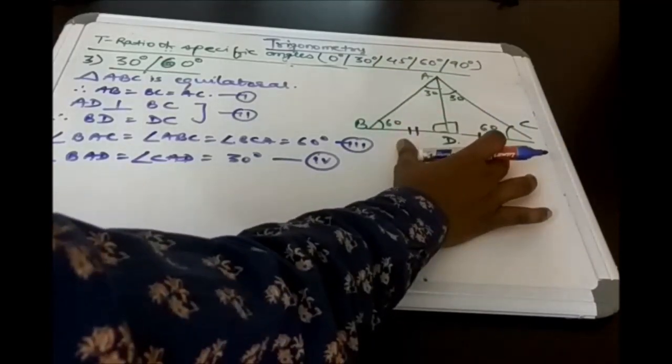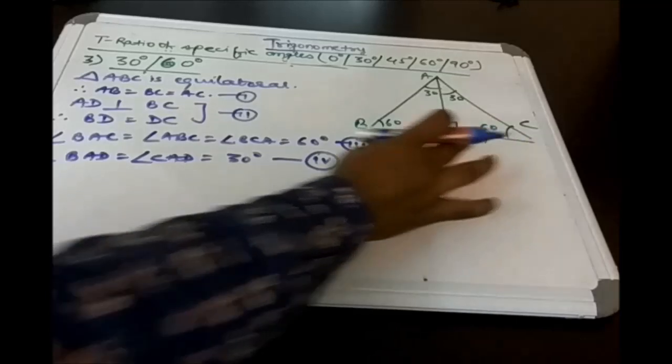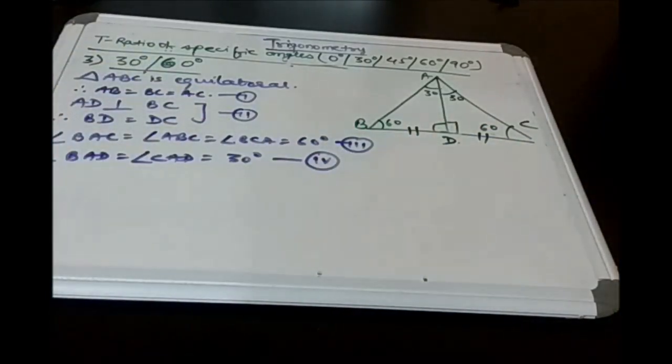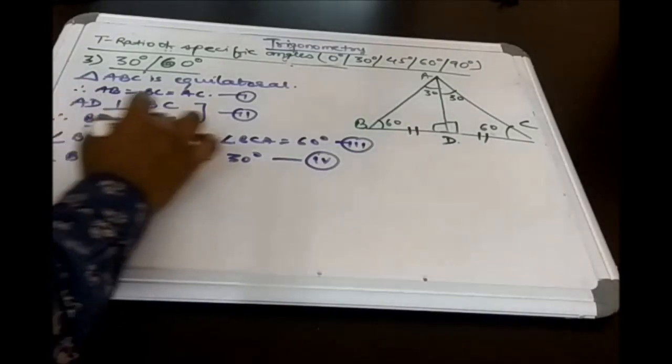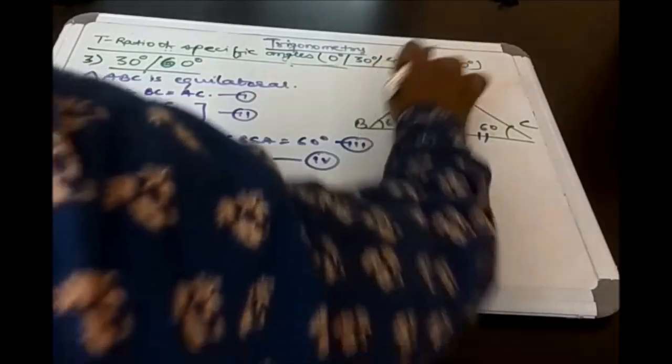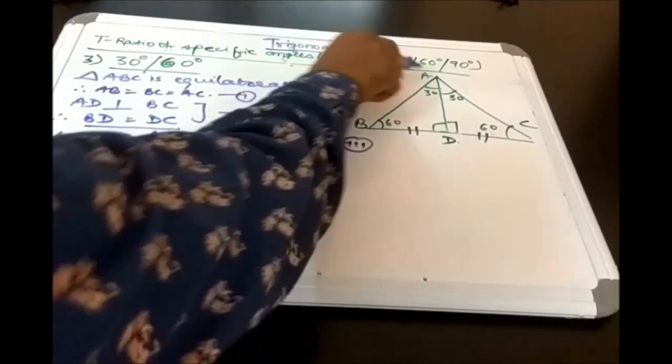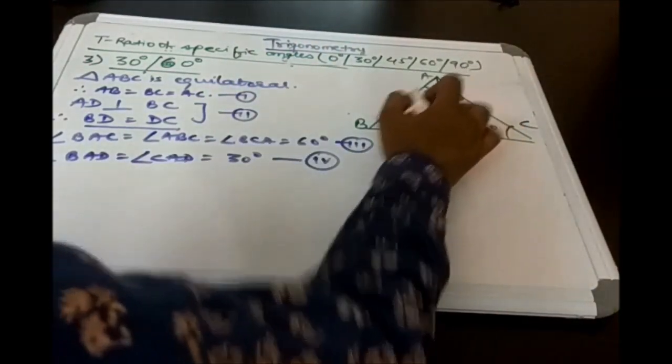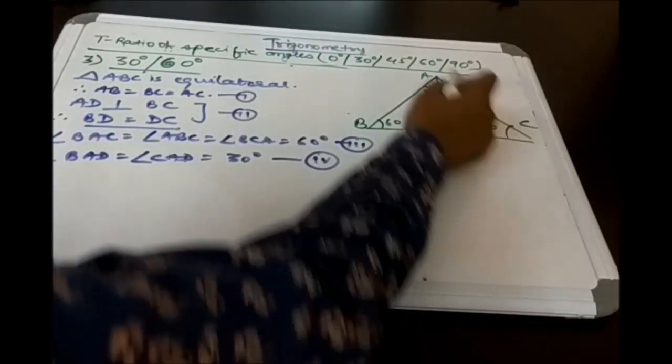will bisect the line BC. Bisect means it will divide it into two equal parts. So the point D is dividing the line BC into equal parts. Therefore, BD is equal to half of BC. Further, this line segment also divides the angle BAC into equal parts. So, angle BAD and angle CAD equal 30 degrees.